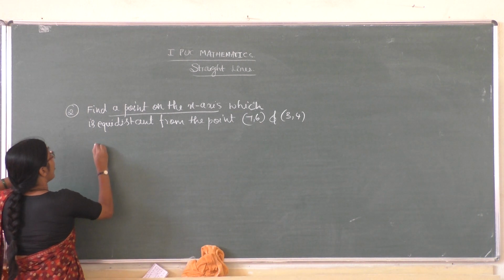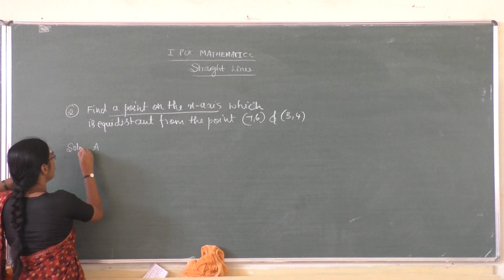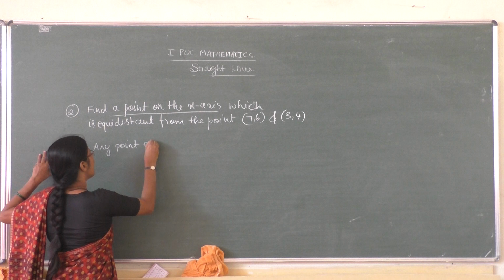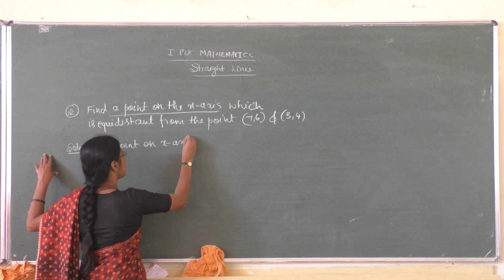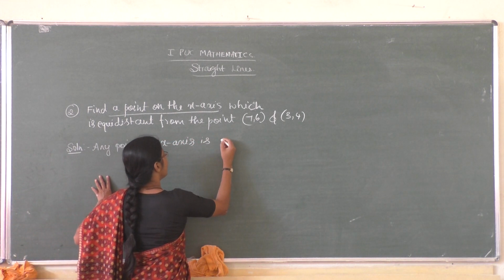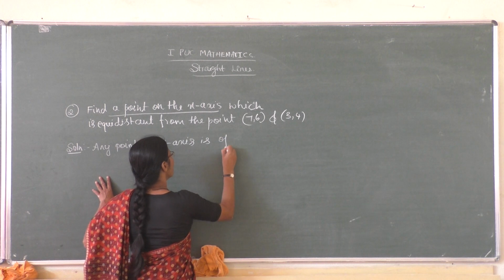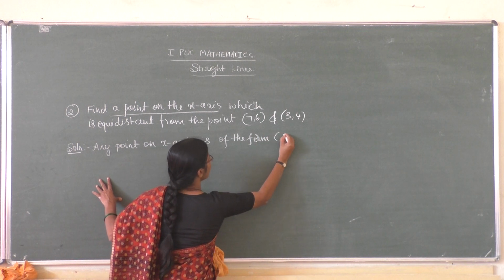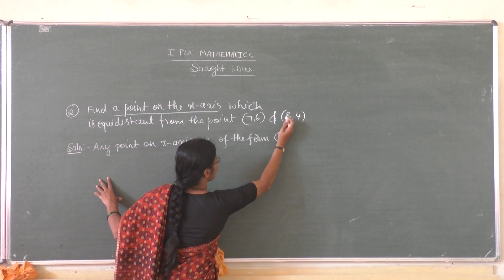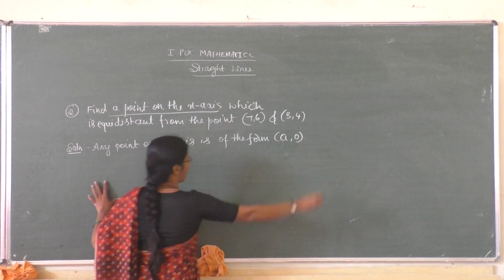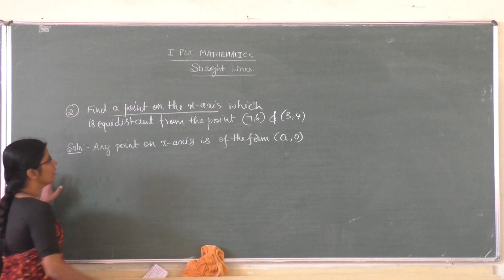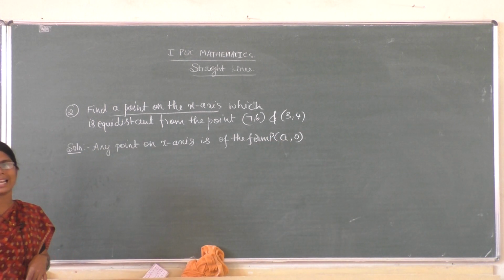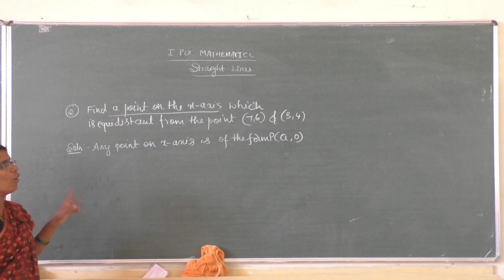Okay, so any point on x-axis is of the form a, 0. Okay, a, 0. So you consider this as P of a, 0. Okay, you take that point P as P of a, 0.